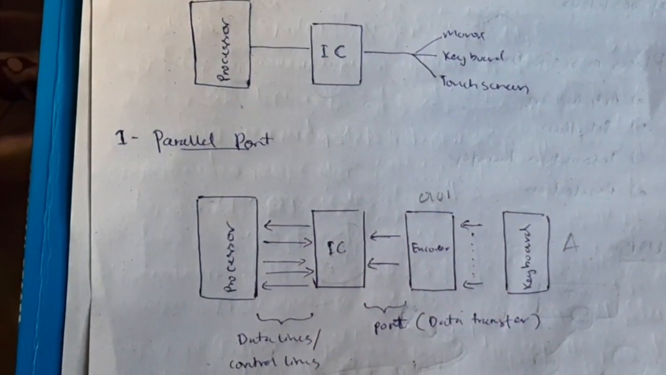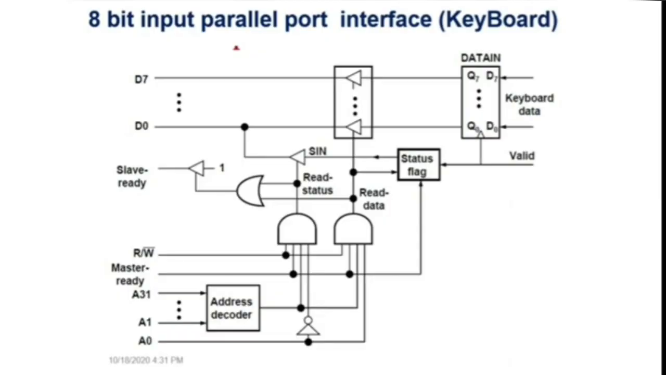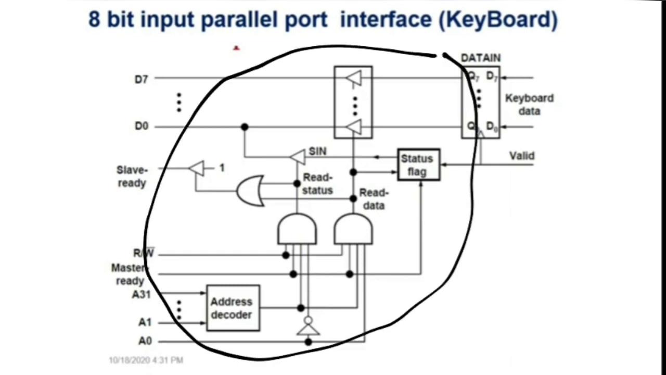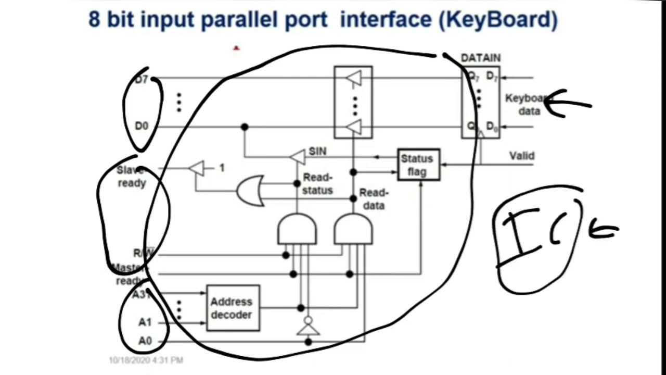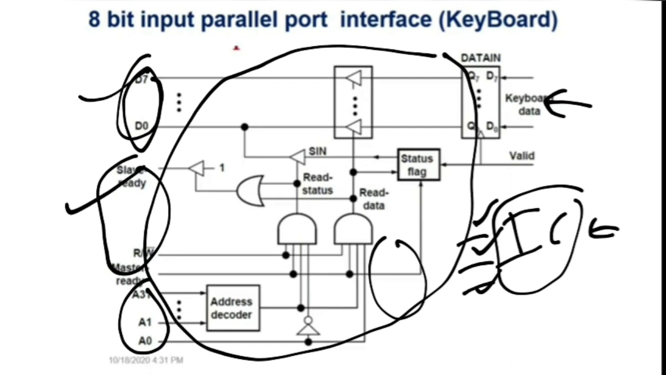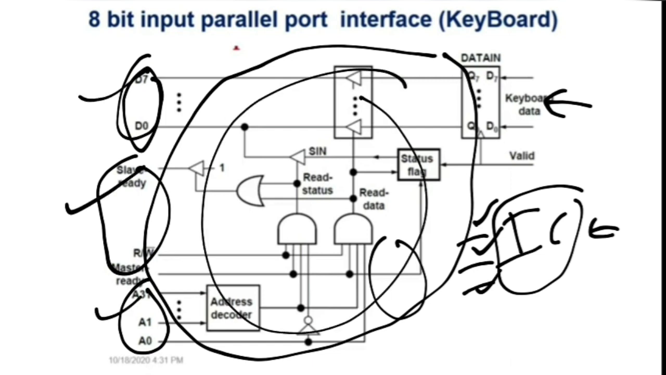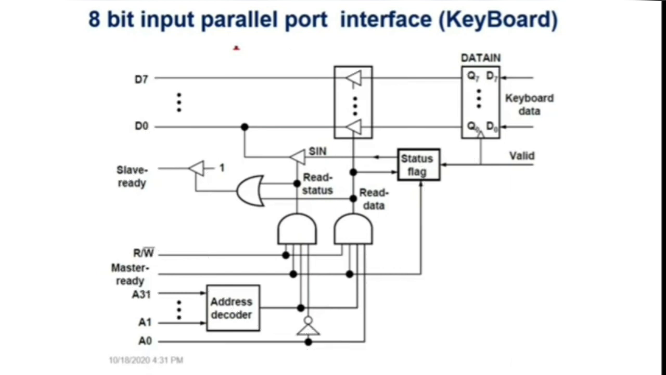Let's see how it works. Now it's time for you to recall what I had told you. See, this whole thing is the IC, and this is the input coming from the keyboard. This is the output: data line, control signals and address lines. In that image, remember, the IC was here, the keyboard was input from here, and the output was to the processor: data line, address line and control line, right? This is the data line, this is the control line, this is the address line, this is the interior part of the IC and this is the keyboard data. So let's see how it works.